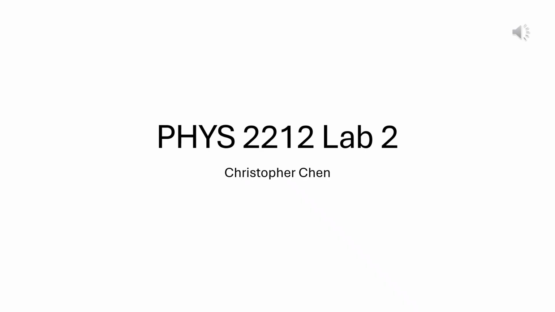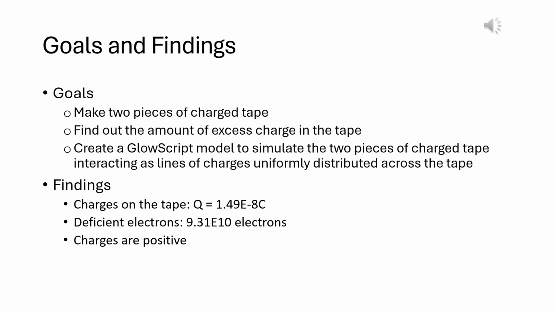Hi and welcome to my Physics 2212 Lab 2. The goals were to create two pieces of charged tape, then model that in GlowScript, and what I found was that the charges on the tape are 1.49 times 10 to the negative 8 coulombs, and the deficient electrons are 9.31 times 10 to the 10 electrons.